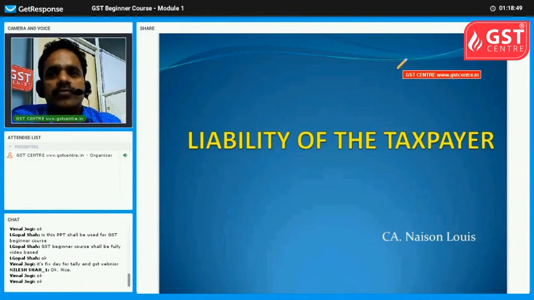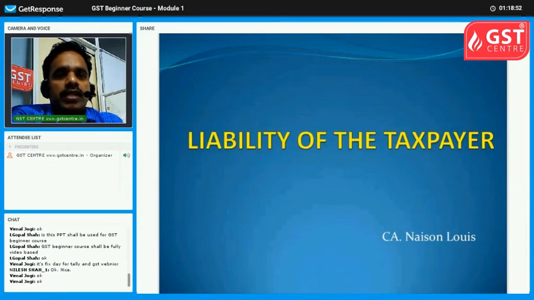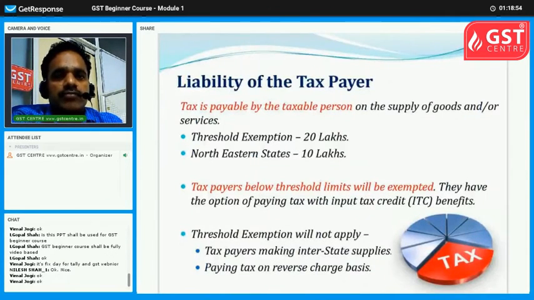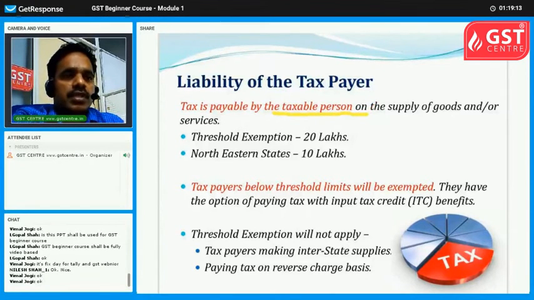Okay, let us come to the PPT. In this PPT, we will take up the liability of the taxpayer. How will the liability be fixed? Taxes payable by the taxable person on the supply of goods and services. Whenever a taxable person is supplying goods or services, a person registered under the GST Act, or liable to get registered under the GST Act, is liable to pay GST.